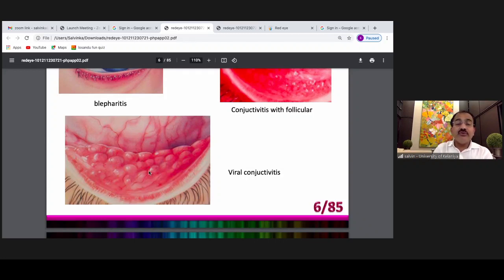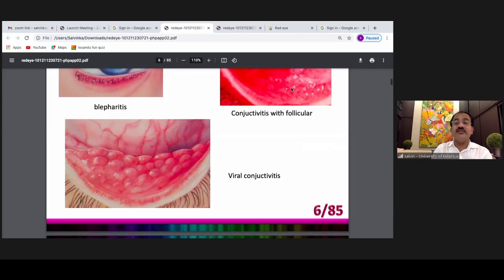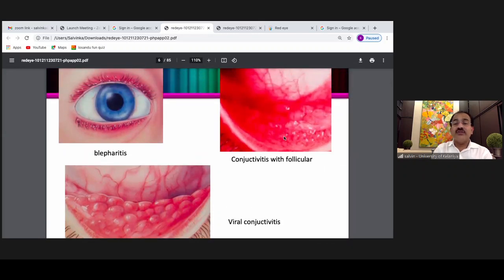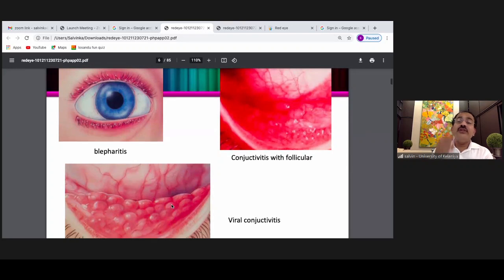And if you look carefully, there are papillae. You can see the follicles. Can you see the tiny lymphoid follicles? This is what you see when you pull the lower lid down.